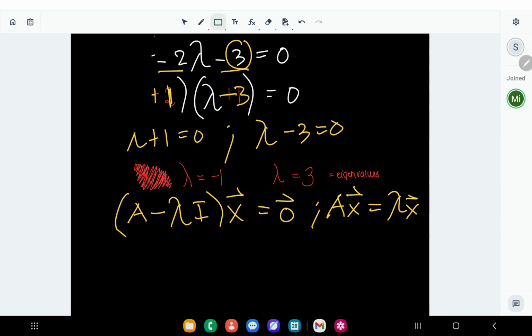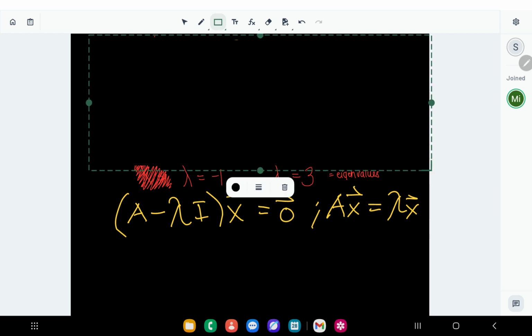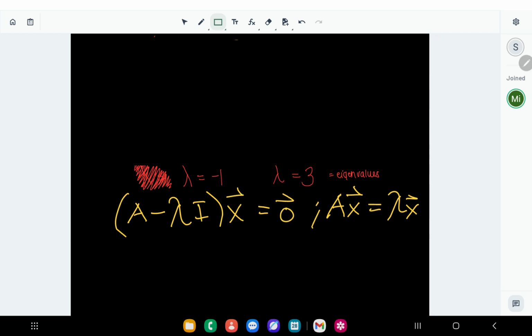Can I delete this one, the first? Okay, so let's start with lambda equals 3. That was 3, right? The other one is -1. So we substitute lambda into A minus lambda I. So A minus lambda I is just equal to A minus 3I.